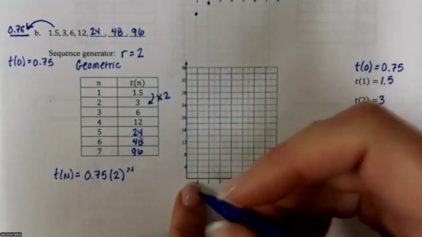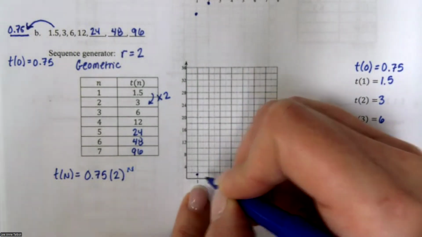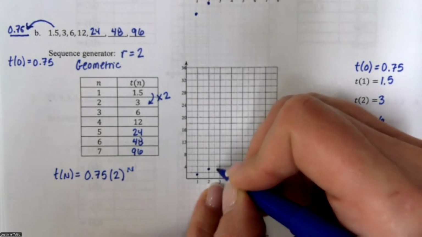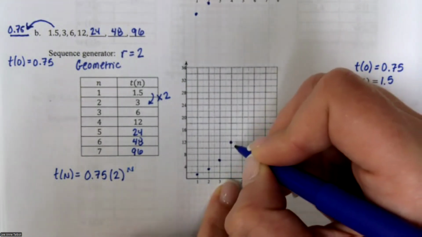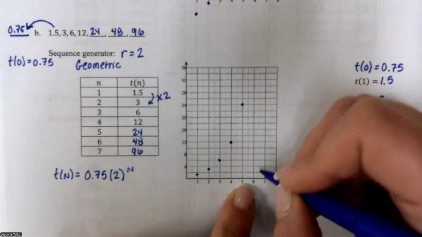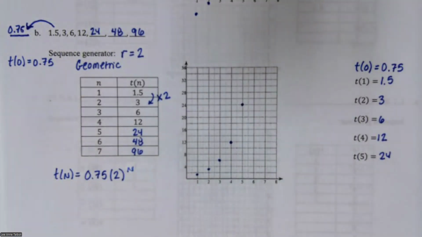Okay, so last bit, I have to graph this, huh? 1, 1.5, 2, 3, 3, 6, 4, 12, 5, 24, 6. I can't graph it, but I can definitely see the curve.